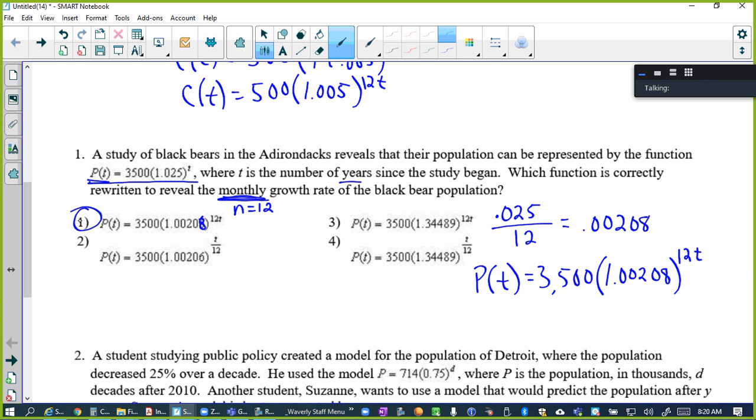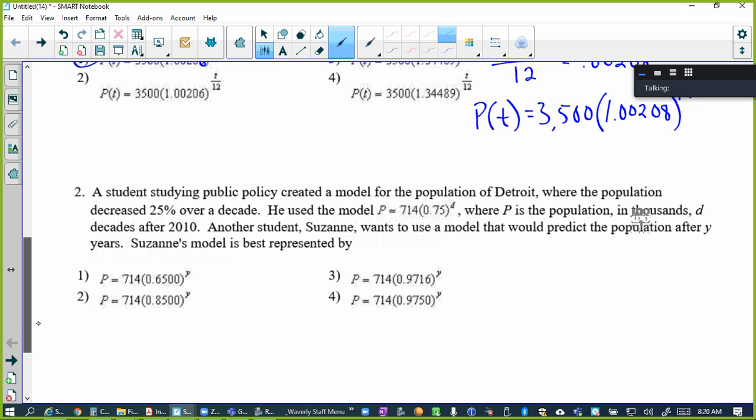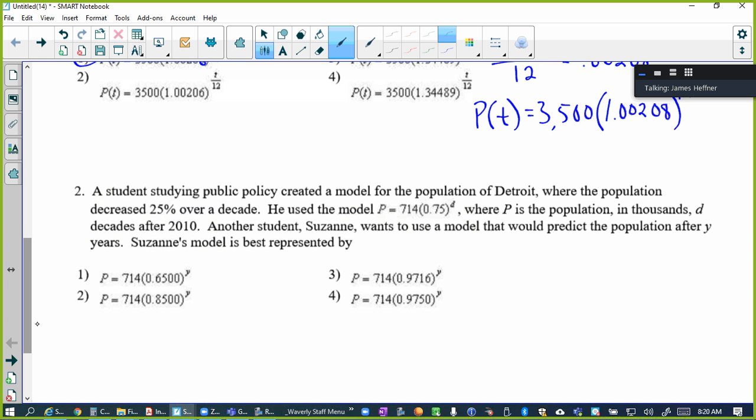All right. So we went from annual to monthly again. In the next section, we'll do some other compounding periods, but we're kind of keeping it simple here. All right, next one, studying public policy, modeled Detroit's population. So the population decreased 25% over a decade.